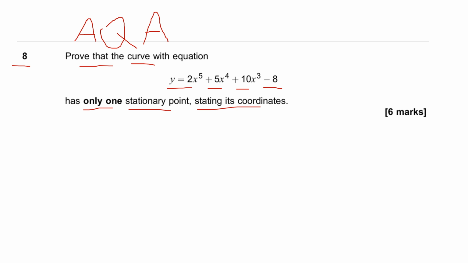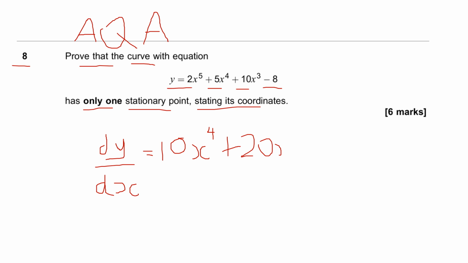So step 1, we're going to find dy by dx. So we're going to differentiate it. The power comes down as a multiplier, and the power reduces by 1. So we're going to have 10x to the power of 4. 2 times 5 makes 10, and then we knock 1 from the power. 5 times 4 makes 20, so that'll be 20x cubed.